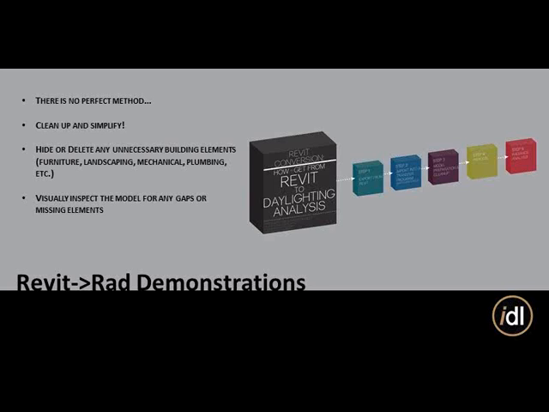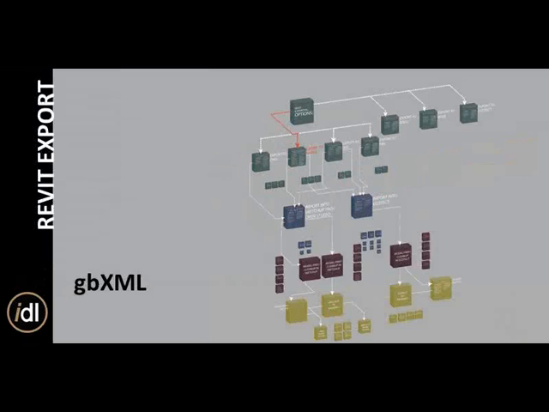Oftentimes we get Revit models and walls are off a little bit, or ceiling planes aren't quite right, and so that causes problems in the export especially, and we'll notice those later on down the road. It's much easier to view them when they're in modeling software like this. It's easy to see instead of find it later on down the road and have to go back and redo all these steps again. So the first pathway I'm going to show is the export as GBXML.